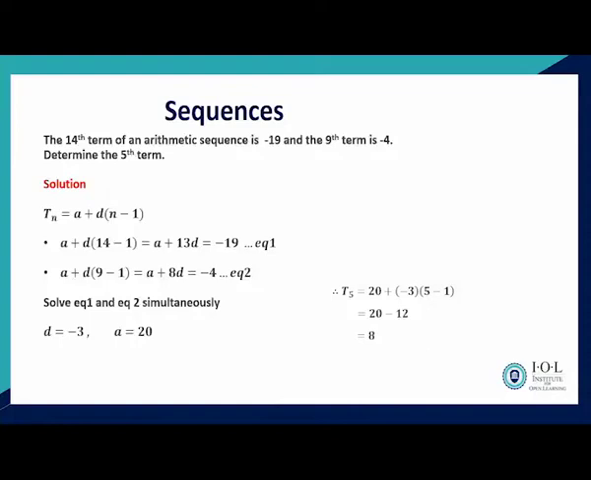So we are given that the 14th term of an arithmetic sequence is negative 19, and the 9th term is negative 4. The question is to determine the 5th term. So we can now clearly see that this is referring to the general term, the Tn, because there is nothing in this question that talks about the sum, or that hints that we are going to use the sum formula. So we go to the general term formula for an AP.